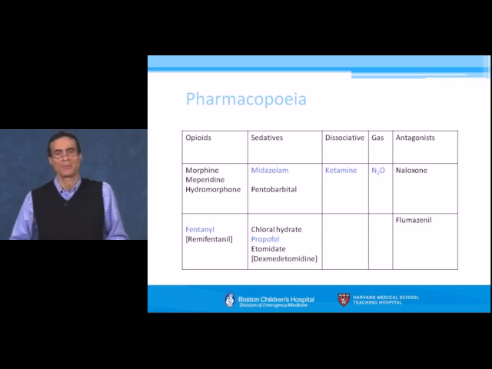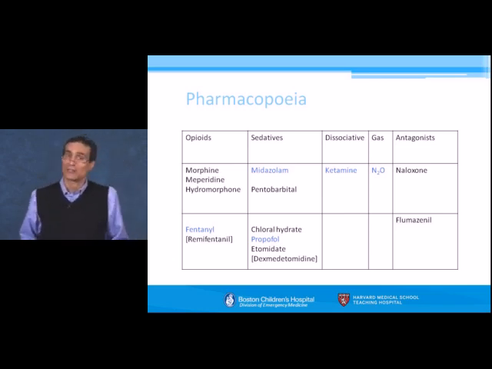Ketamine is probably the most commonly used, other than midazolam, as an intravenous procedural sedation agent in children. Ketamine is probably the most commonly used agent which has both analgesic and sedative properties.